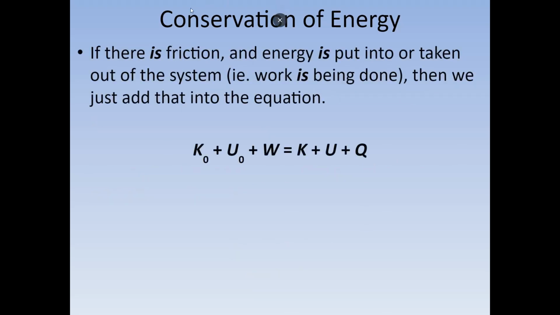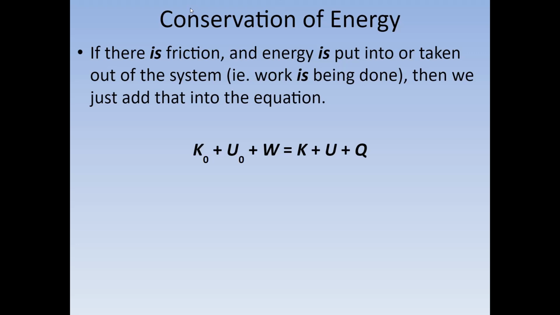Now, if there is friction and there is work being done in there, we can actually add those two into this equation. So this is kind of seen as more like the complete conservation of energy equation. You can use this in some problems where you're going through all the different types of energies. You're looking at what are the kinetics, what are the potentials, the work, the heat, all that, and you're setting the energies equal at two specific points. So at the initial point and at the final point.